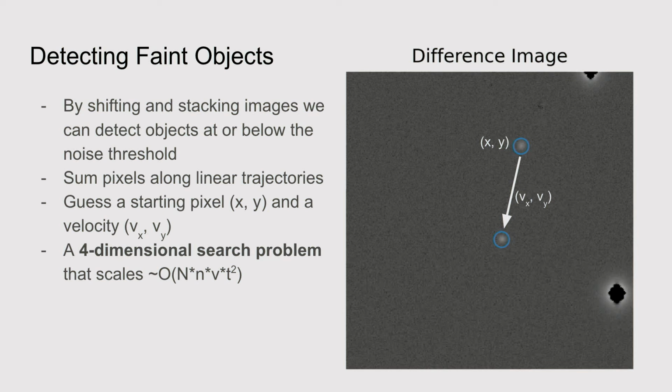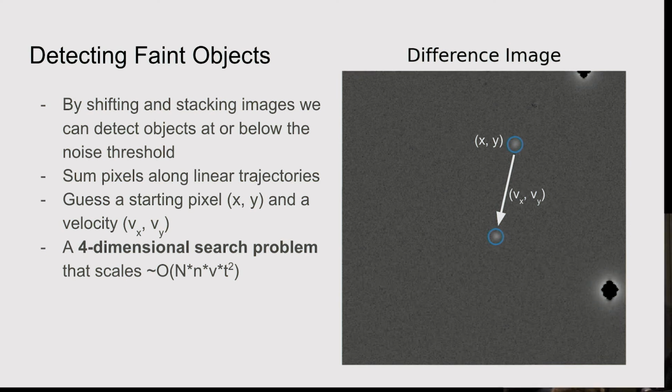And like I said, this is a four-dimensional search problem that scales. I put a scaling relation here. Big N is the number of images you have. Little n is the number of pixels in your images. V is your velocity grid spacing. And then T is going to be your time baseline.